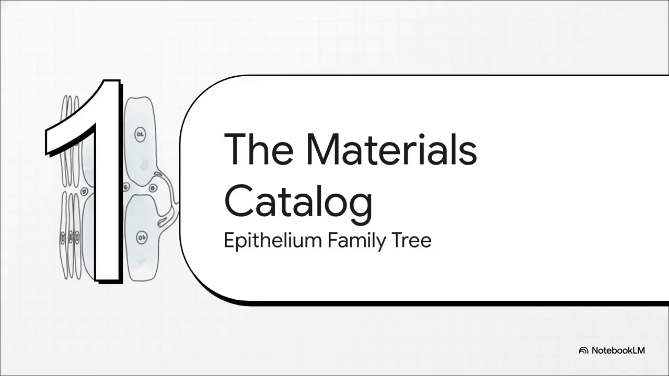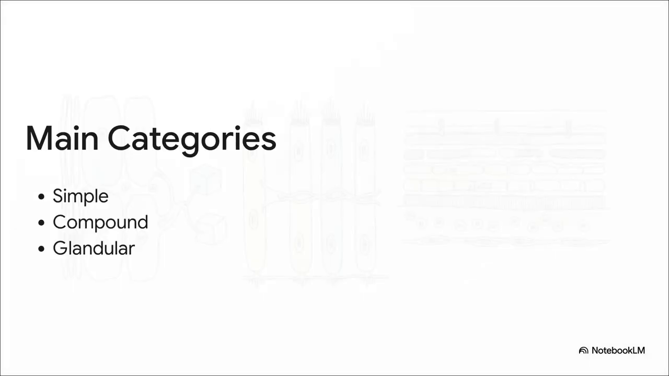All right, section 3, the materials catalog. Let's take a look at the epithelium family tree. Because it lines so many wildly different parts of the body, epithelial tissue obviously isn't just one single, uniform thing. Right at the top of the handwritten notes, the author maps out this brilliant, high-level taxonomy, which gives us a really clear mental picture of the whole tissue family tree. It's basically divided into 3 main branches: simple epithelial tissue, compound epithelial tissue, and glandular epithelial tissue.